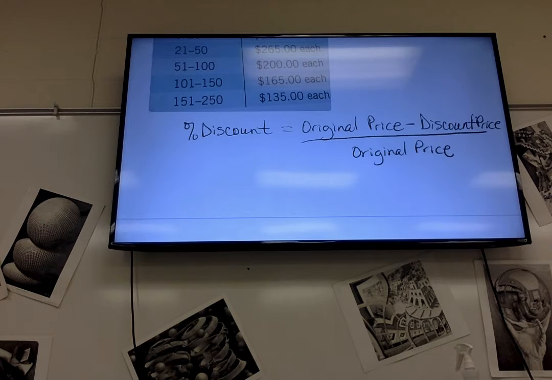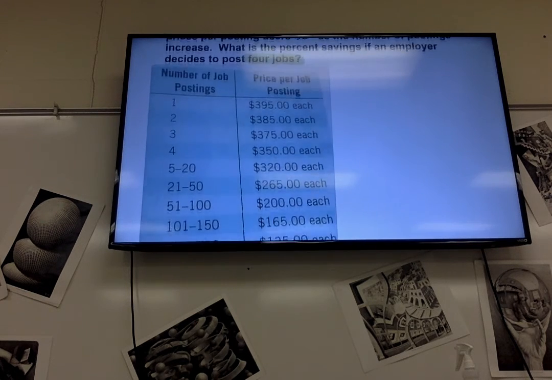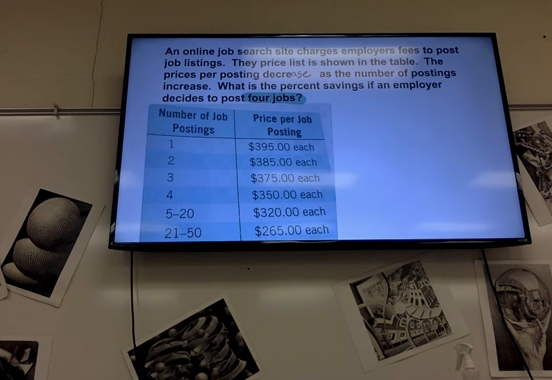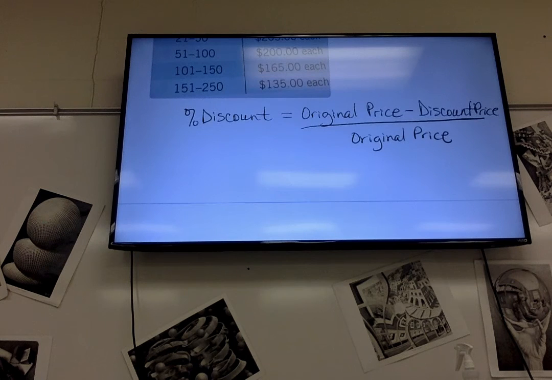Or you can just think about it. The thinking about it part is, let's see, we're posting 4 jobs. So we can see that 4 jobs is $350 each. And we want to know how much the percent savings is. And we know originally it was $395. So we need to know how much of a decrease that was. So obviously we would subtract those 2. Well, that's what this is saying.